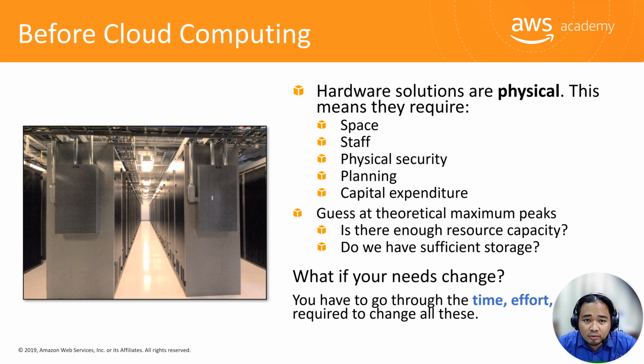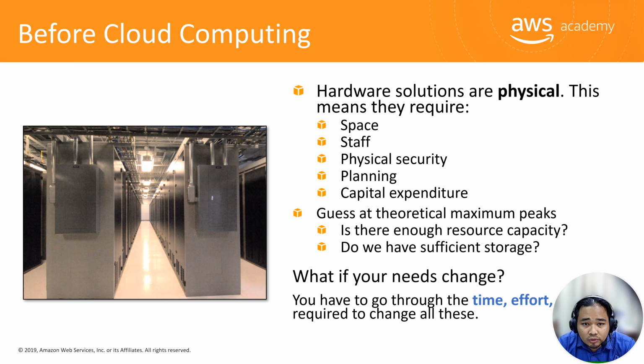Now let's talk about before cloud computing came into this world. Before we had cloud computing, we had to manage the infrastructure physically, meaning that managing the infrastructure requires space, staff, physical security, planning, and capital expenditure. Whenever you are thinking about resource capacity, whether you want to upgrade or not, you have to guess the server capacity, or guess whether your storage is sufficient for your application. And when you talk about scaling up your infrastructure, it involves time, effort, and most importantly, cost. For example, if you want to set up a new website, you have to buy the server, then set up the server to run the website. This approach is very expensive.